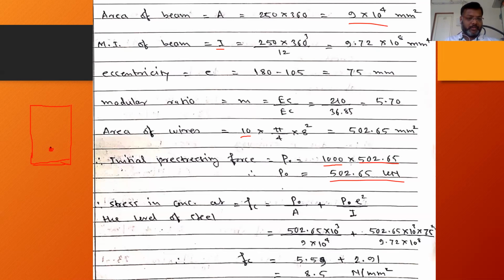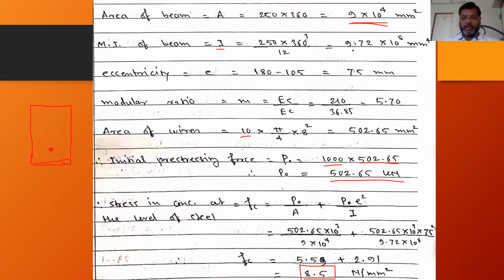Okay, so for that we normally use this relation: fc is equal to P naught upon A plus P naught into e square by I. Now how is this calculated? This first term is the direct stress due to the tendons, and this second term is the bending stress due to the tendons we have provided. So that value of fc comes to 8.5 Newton per mm square. What we did here is simply put in the values: P naught, which we already calculated as 502.65 kilonewton, the area of the concrete section, which we already calculated, and the eccentricity, which is also calculated here.